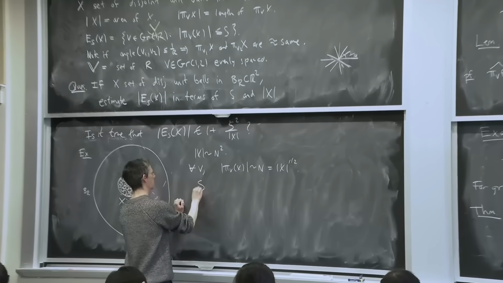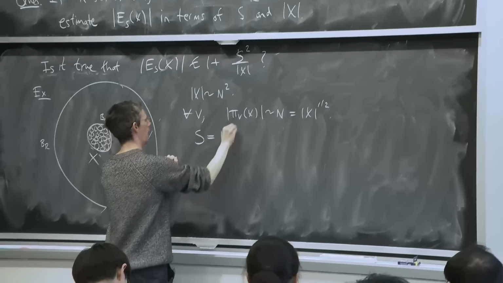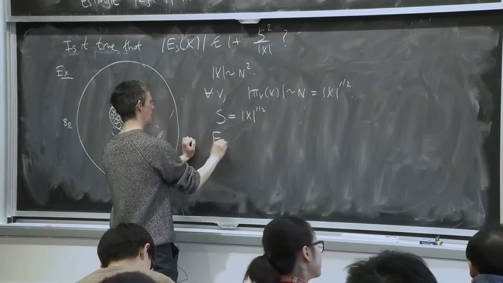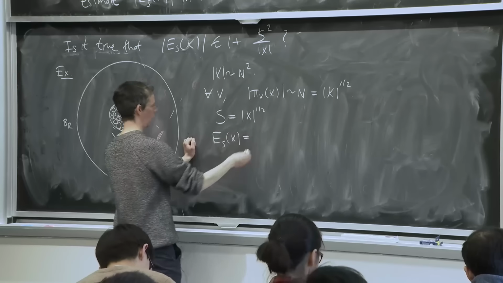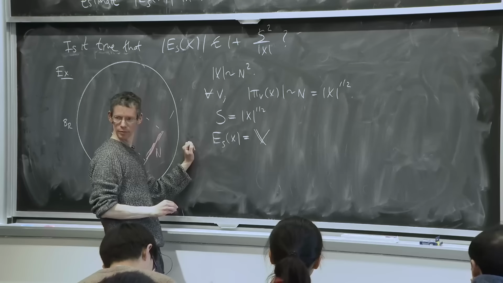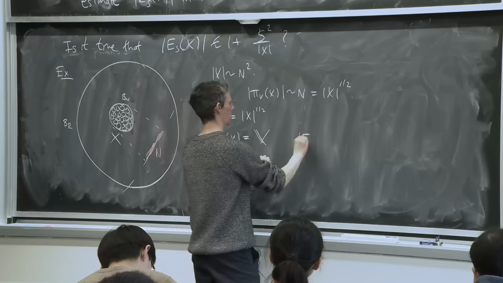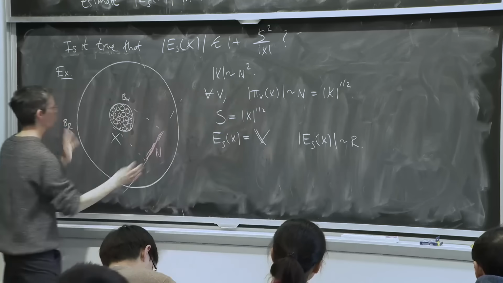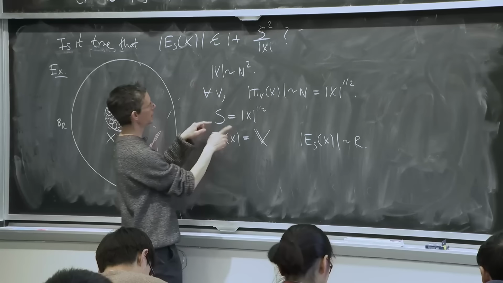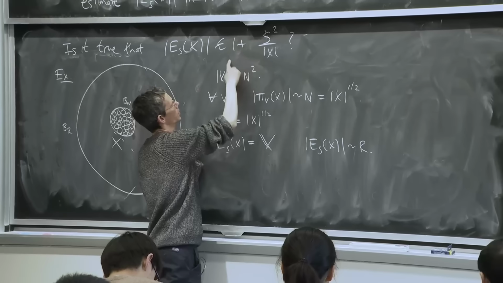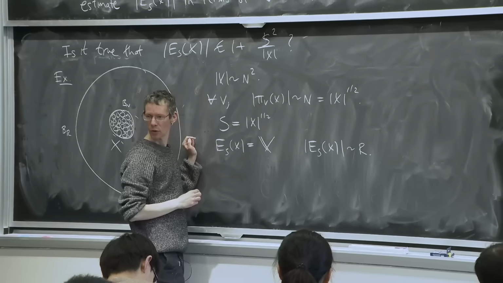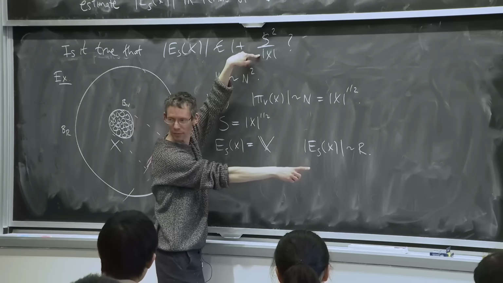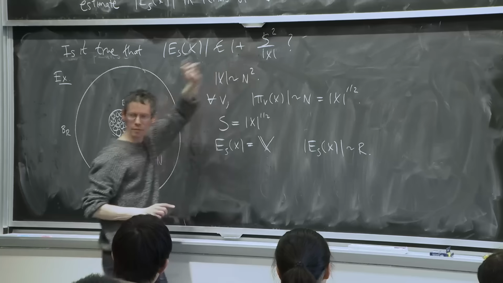So if I make s equal to |x| to the 1/2, or a bit less, then E_s of x is the whole thing, every direction. And so the size of E_s of x is r. It's all of them. It's as big as it could possibly be. Whereas if you plug in s as the square root of |x| here, you would get 1. So it's actually sort of as bad as possible. The prediction of Szemerédi-Trotter is 1, and the truth is everything. OK.